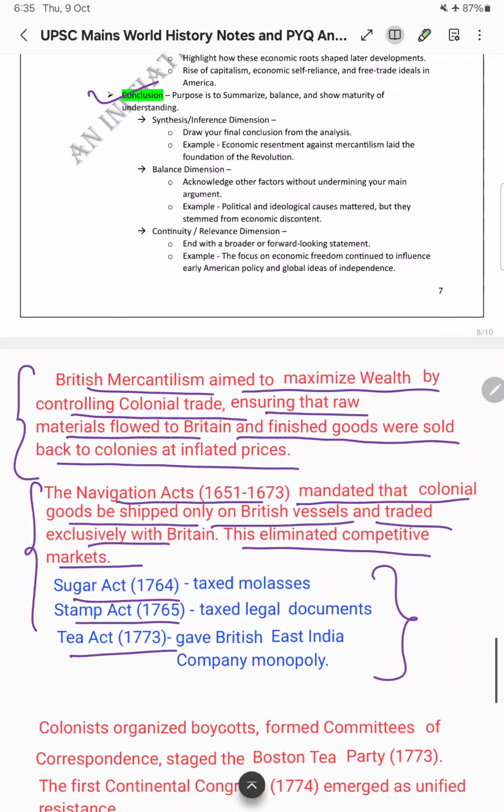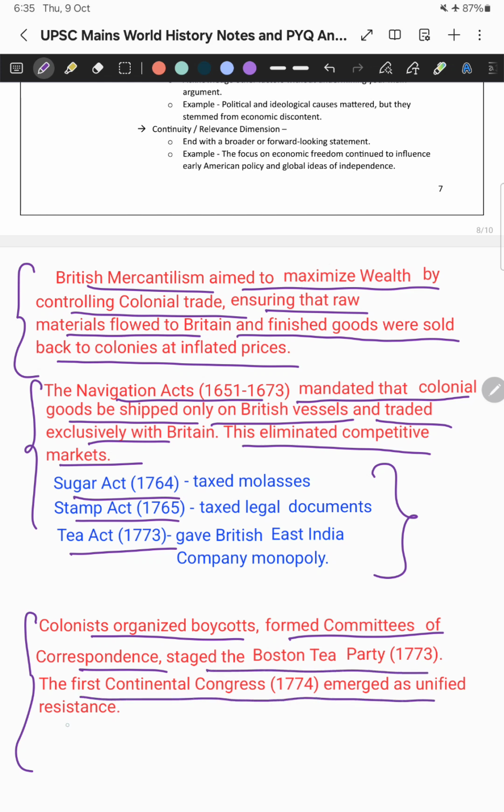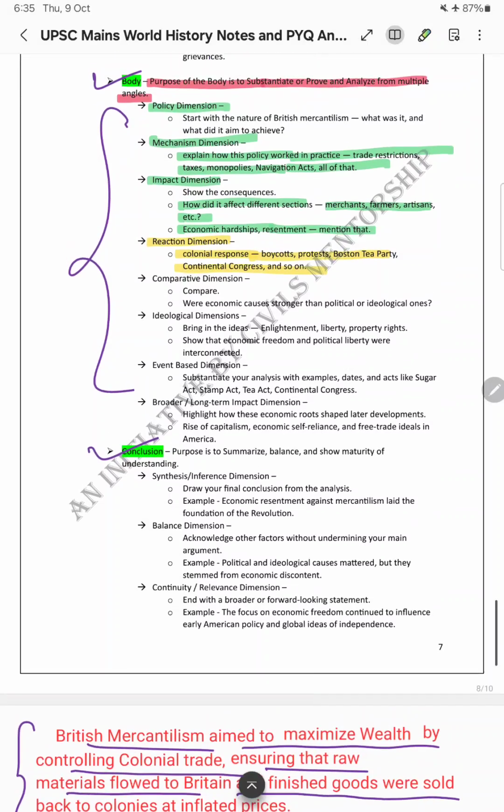Now, how can we mention it? Say, for example, we can mention like this: colonists organized boycotts, formed the committees of correspondence, staged the Boston Tea Party. The First Continental Congress emerged as a unified resistance. So like this we can mention under this particular dimension.